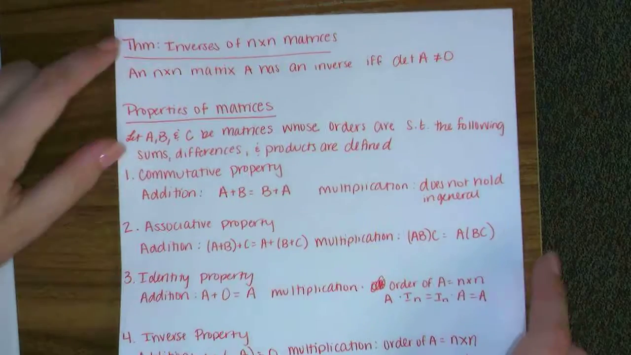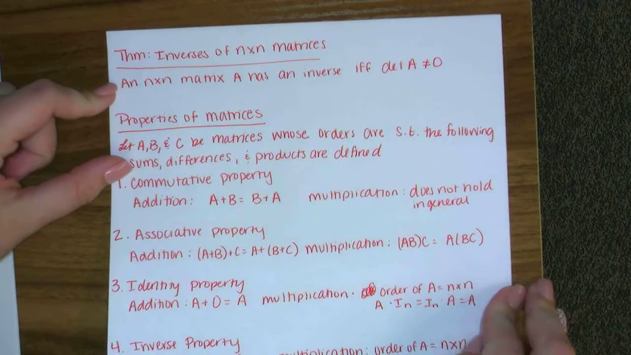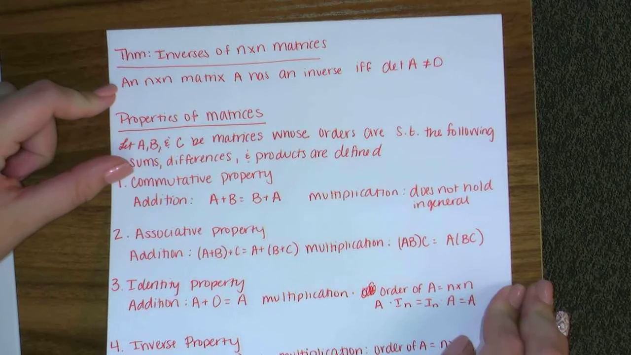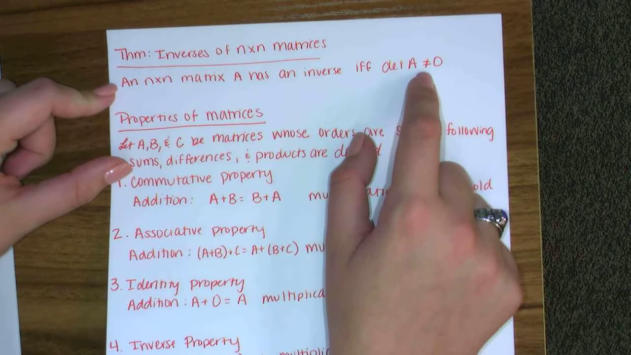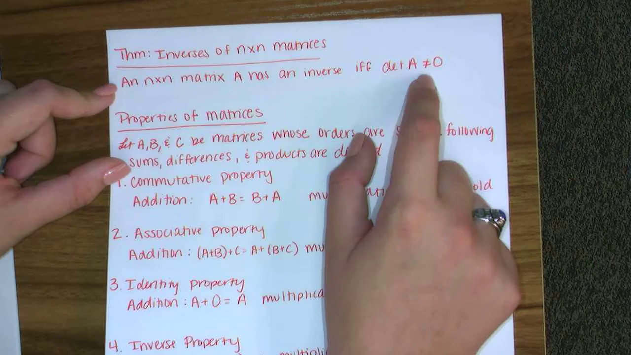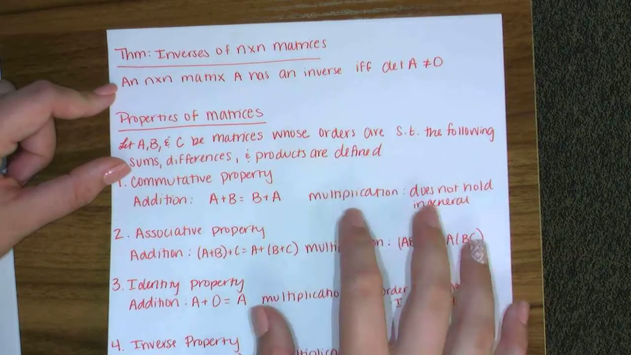Alright, so inverse of an n by n matrix, this is a theorem. An n by n matrix A has an inverse if and only if the determinant of A is not equal to 0, which we kind of already showed on the last thing. If AD minus BC is equal to 0, then it does not have an inverse, mainly because 1 over 0 is undefined, so we can't do that.